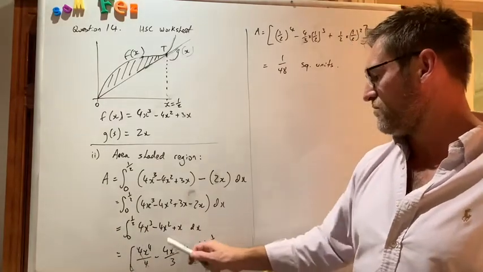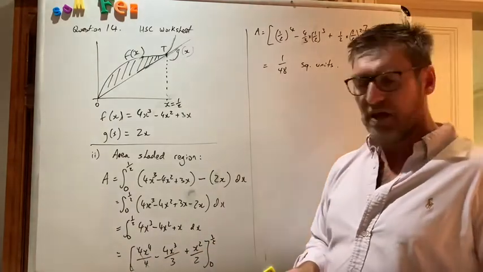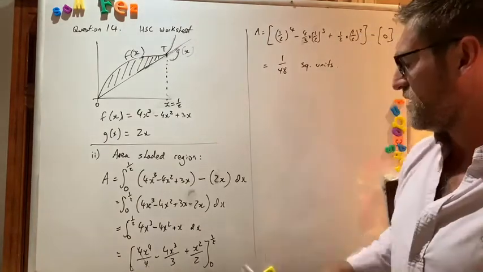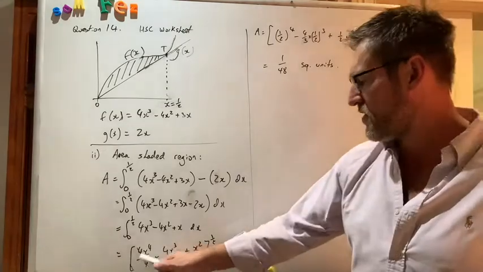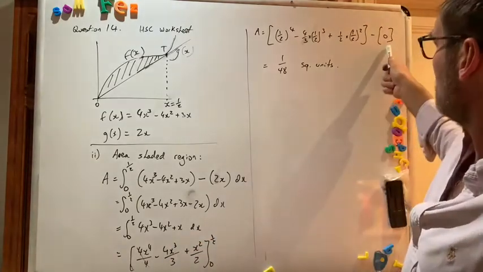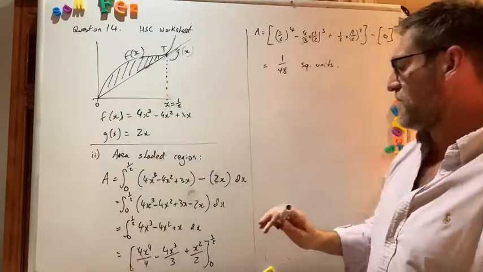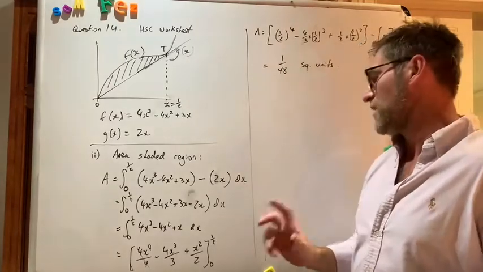4x, 4 on the 4. But be careful to integrate all properly. Chucking the numbers in is relatively simple. The 0 here is probably going to be 0, 0, 0, 0. That's that bit there. But the half, now again, same as before, being very careful.